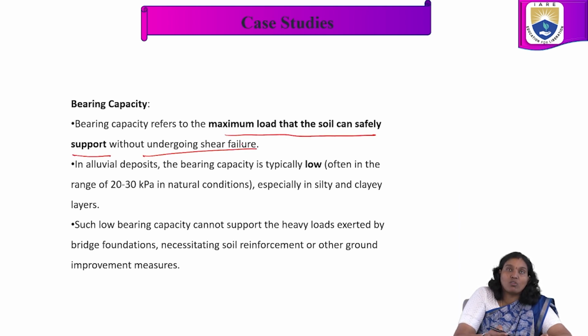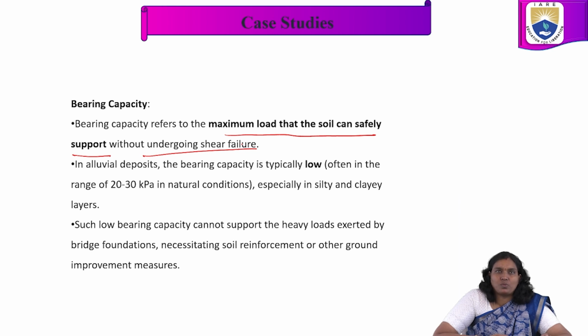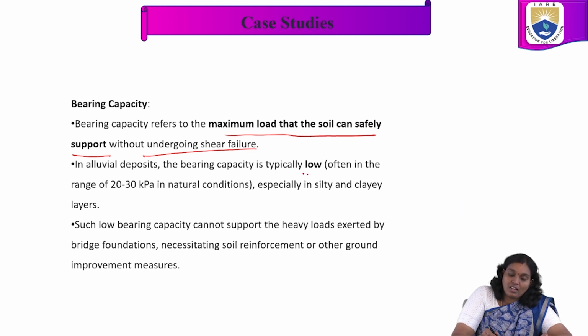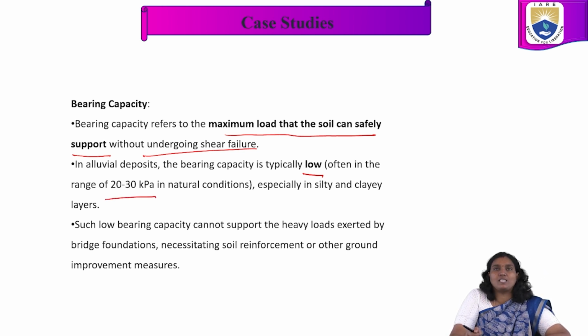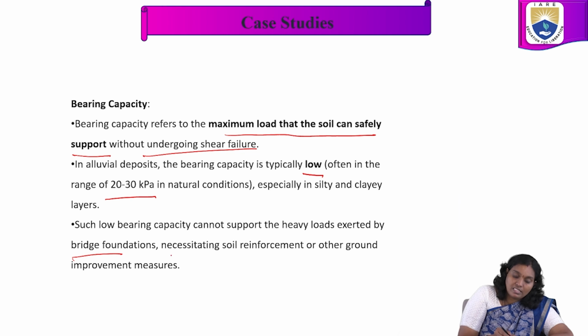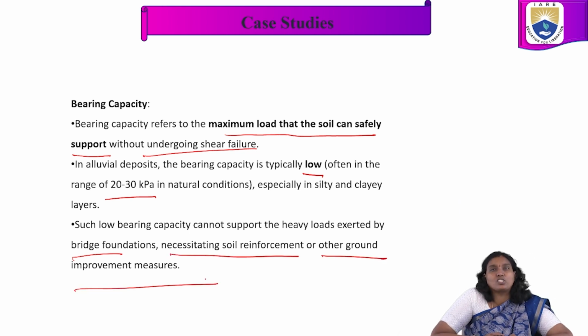Coming to the bearing capacity, it refers to the maximum load that the soil can safely support without undergoing shear failure. In alluvial deposits, the bearing capacity is typically low, often in the range of 20 to 30 kPa in natural conditions, especially in silty and clayey layers. Such low bearing capacity cannot support the heavy loads exerted by the bridge foundation, necessitating soil reinforcement or other ground improvement measures.